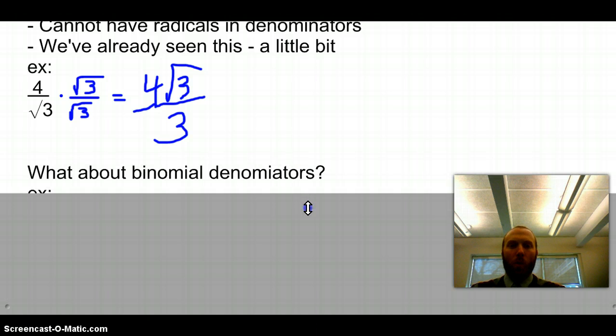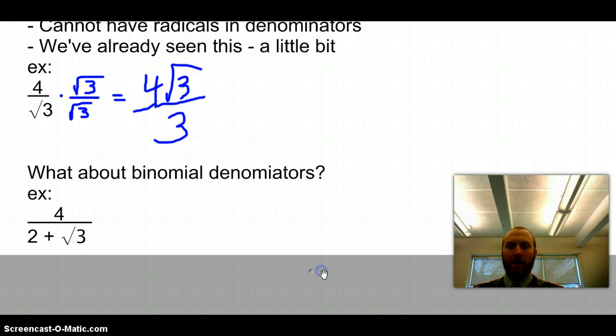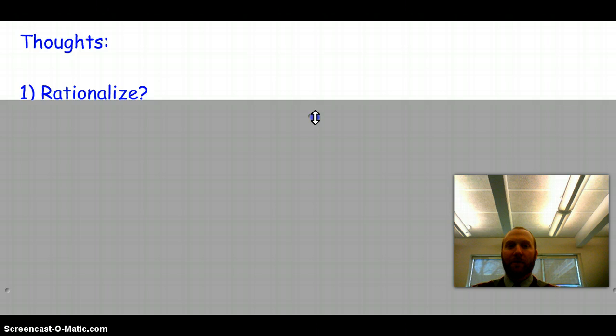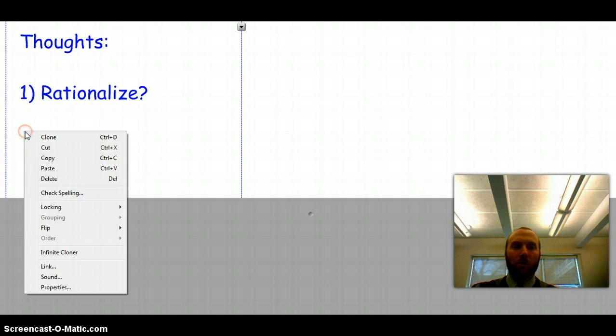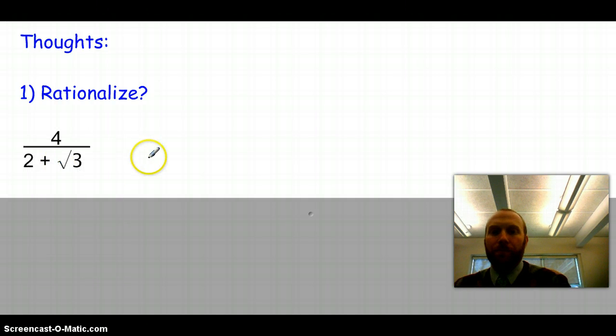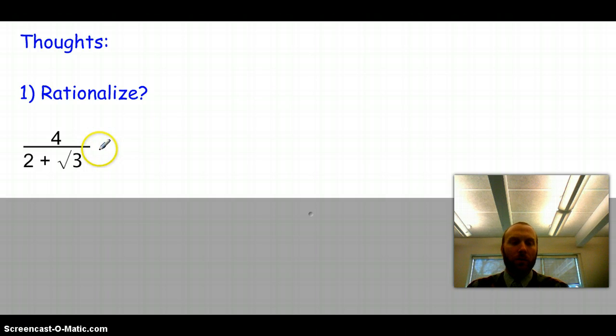But then that begs the question, what about if you have binomials in the denominators? Something maybe that looks like this. Well, you might or might not need a different way to simplify it. So turn to the page here. Let's think about it. What about if we did rationalize the denominator? How would that end up for us? So let's paste right here the exact problem that I had a second ago. I said to myself, okay, I want to rationalize the denominator, so I'm going to multiply by root 3 over root 3.